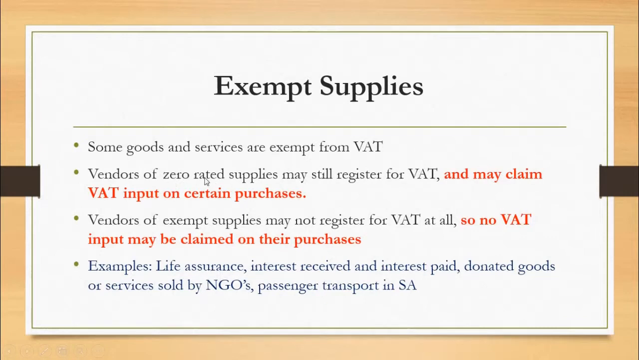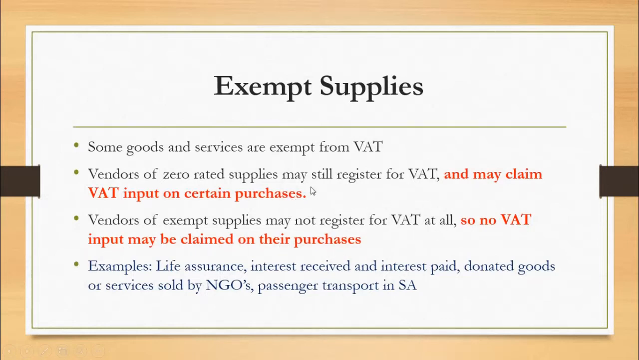For zero rated suppliers, you do not pay VAT output to the taxman because your tax is 0%, but you may claim for VAT input because some purchases may have VAT included. So vendors of exempt suppliers may not register for the VAT at all, so no VAT input may be claimed on their purchases. So do you see the difference?